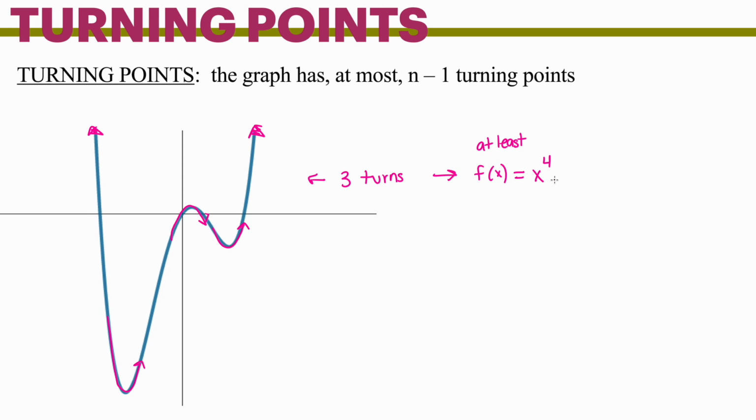But we know it's at least an x to the fourth, which means it could be an x to the sixth, or it could be an x to the eighth, and so forth. But we do know that it cannot be an x squared because there are 3 terms. So it can't be a degree that's anything smaller than the number of terms. It has to be at least 1 more than that.